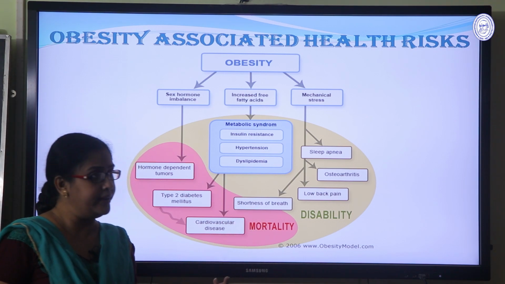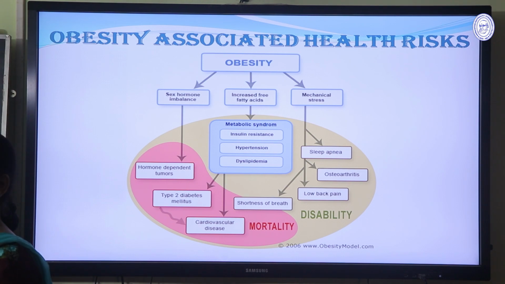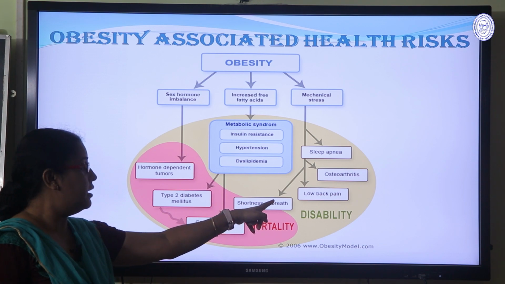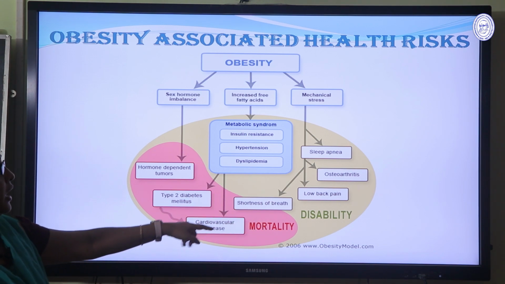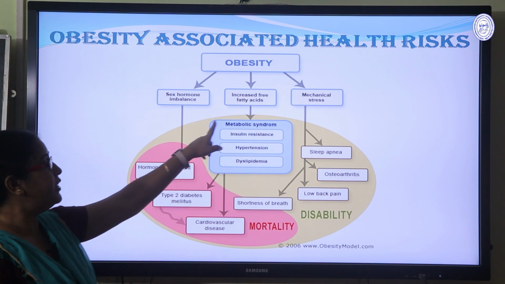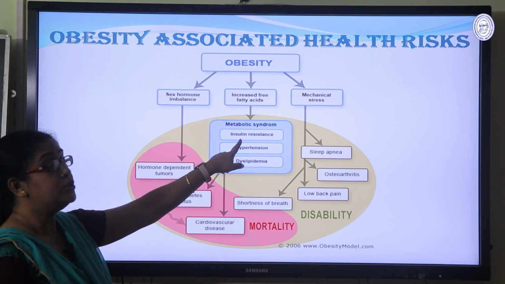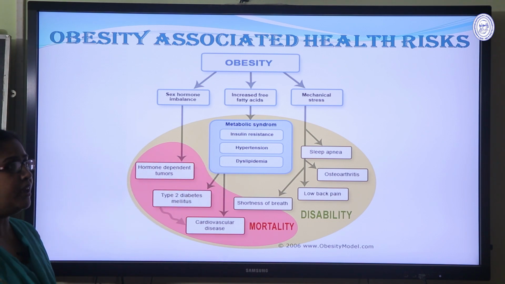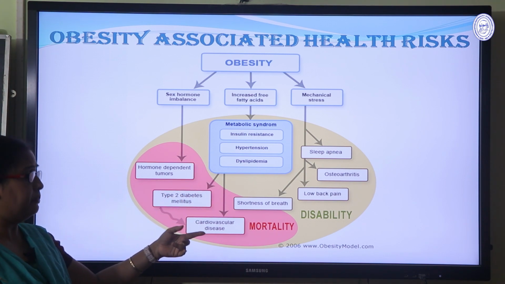Then comes osteoarthritis, knee jerk, joint pain, fracture, sudden accident, etc. All these are under disability, and this is mechanical stress. So, low back pain and sleep apnea, sometimes known as shortness of breath, sometimes contribute to mortality. Coming to the increased fatty acid synthesis and its consequences, this is known as metabolic syndrome. It influences insulin resistance, type 2 diabetes, hypertension, dyslipidemia, hyperlipidemia, atherosclerosis, etc. These conditions ultimately result in mortality.